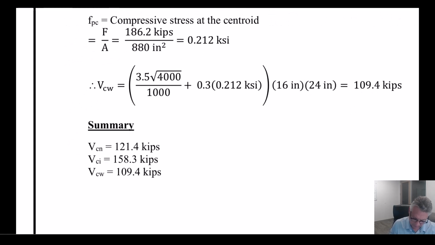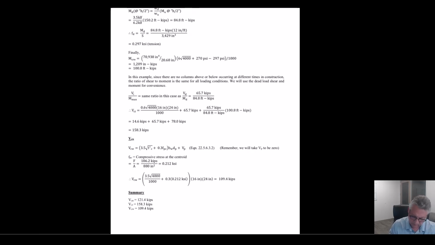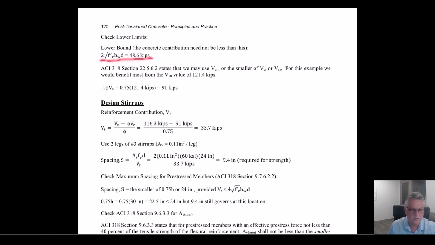In summary, that first equation, even though this was limited to 5 square root f prime c, it's going to end up being the controlling factor, because if we look at these two, the smaller of these two is the best we're going to get to use, and that's 109.4 kips. But we got a better answer just using the VCN equation. So this will be what we use. The most efficient design will be used in this particular case using VCN. We will check the lower limits. The lower limit, 2 square root f prime c, is 48.6. Not a factor.